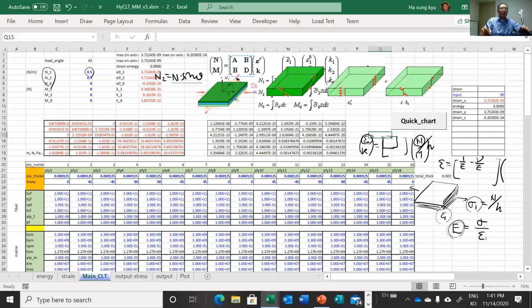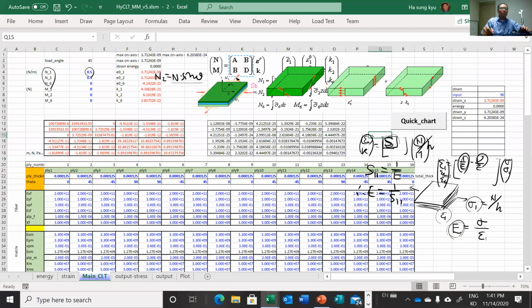That's the definition of compliance, right? That epsilon 1 and epsilon 2 and epsilon 6. So once we have this, let's call this the S matrix. S11 will be 1 over E, and so the equivalent E is 1 over S11.